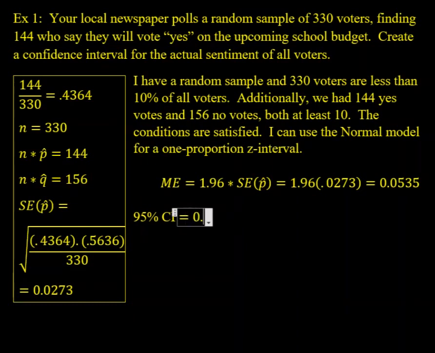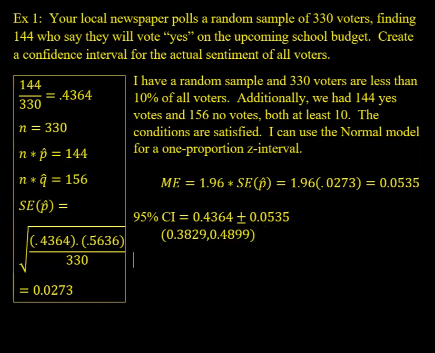And this equals our probability of a yes vote, 0.4364, plus or minus that margin of error, because we're getting an interval or range. And this will give us 0.3829 and 0.4899.